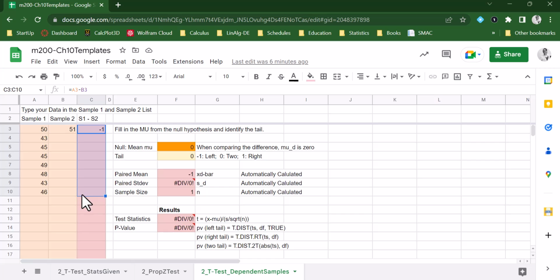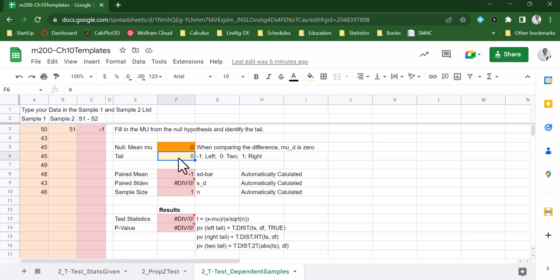Now as these cells get filled in, they will automatically calculate the mean, standard deviation, and sample size for the differences, for the pairs. Okay, backtrack a little bit. Our mu, or mu sub d, is always going to be 0 for these paired sample calculations. And then our tail will depend on the alternative hypothesis.